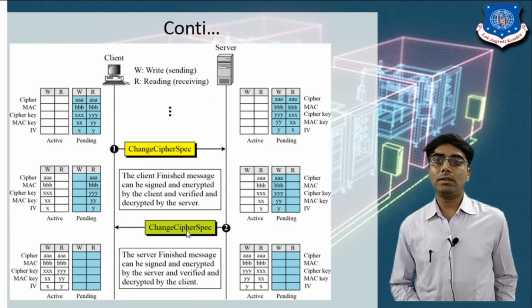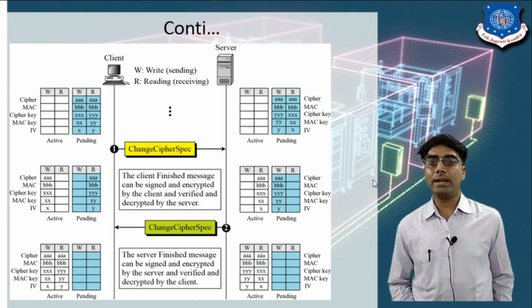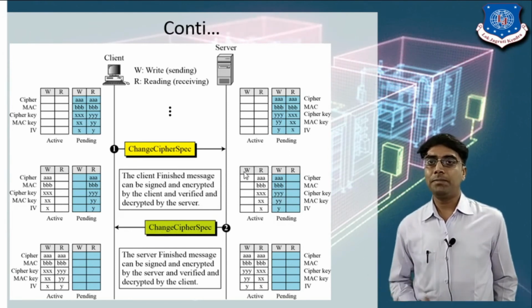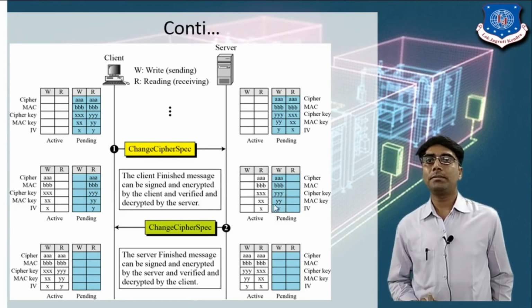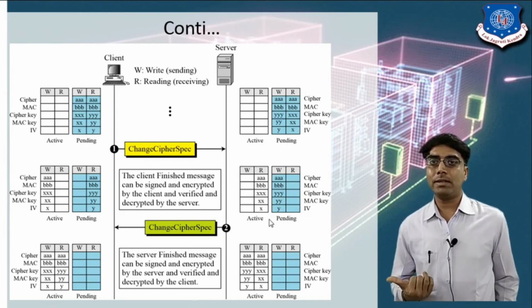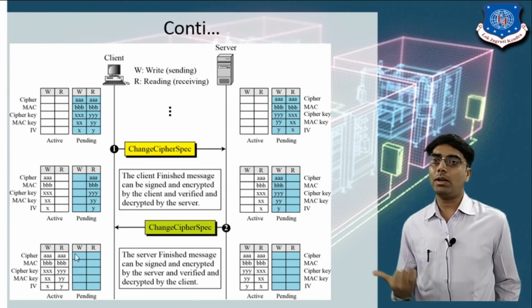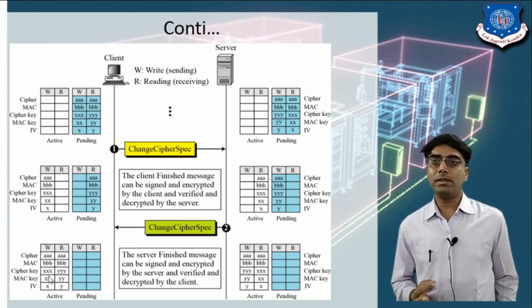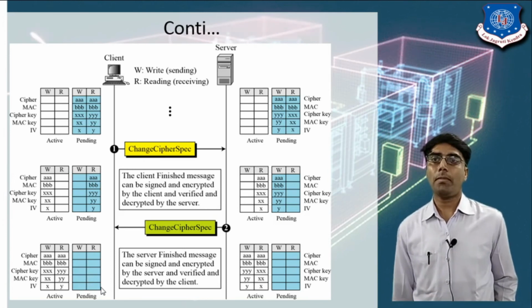So again we are considering the change cipher spec. Before the server sends the message to the client, the pending state for the server is W and R is blank. After sending the message from server to client, the state changes from the pending state to the active state. So this is the scenario of the change cipher spec protocol.